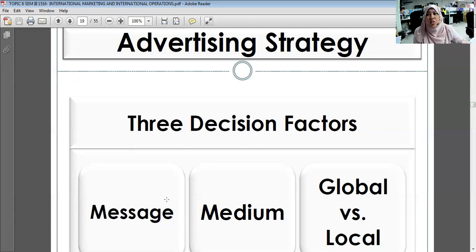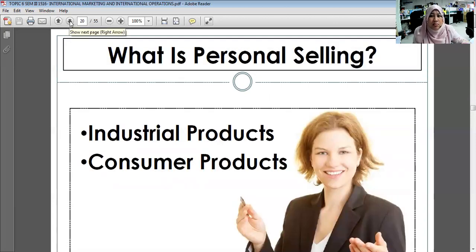So what is the message you want to deliver in your advertisement? You have to tell this. And the medium, which channel? Above line, below line, personal selling, sales promotion, or maybe you want to use public relations. I actually already touched on this one. What's the difference between industrial product and consumer product? Industrial product goes to the massive, for example more for company usage, and consumer product is for the consumer.